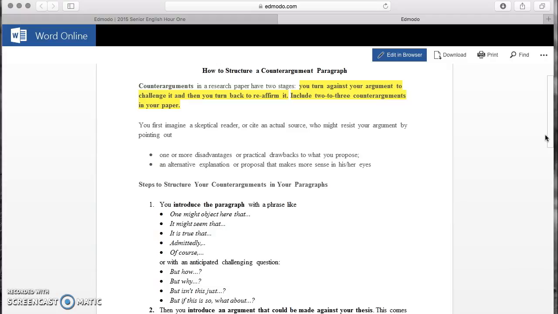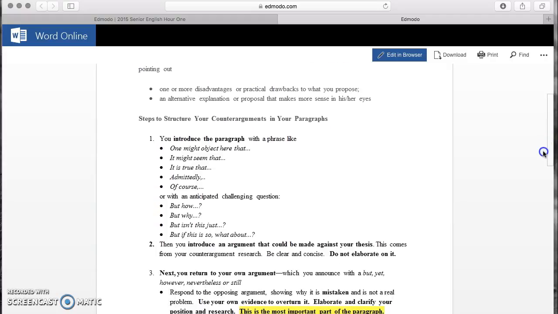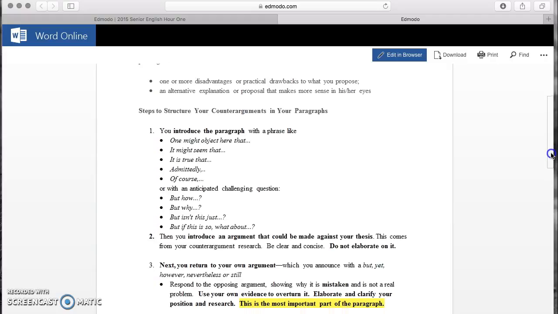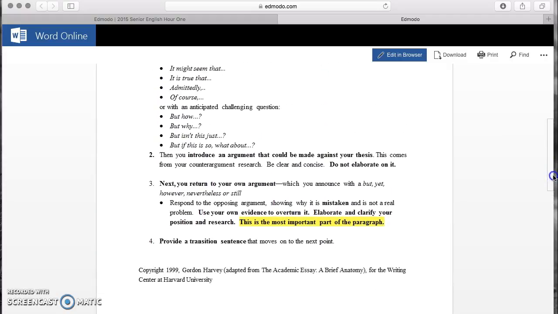It makes you appear to be more credible, so that you're not totally and completely one-sided in your paper. Okay. Actually, the structure of it is relatively easy. It's just the execution of the counterargument paragraph. The more you work on them, the better you'll get at them. Okay, so I have some steps here for you. We have steps to structure your counterargument paragraphs. You basically have four main steps right here.